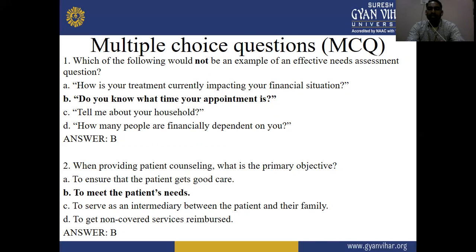Next question. When providing patient counseling, what is the primary objective? Option A, to ensure that the patient gets good care. Option B, to meet the patient's needs. Option C, to serve as an intermediary between the patient and their family. And option D, to get non-covered services reimbursed. The right answer is B, to meet the patient's needs.